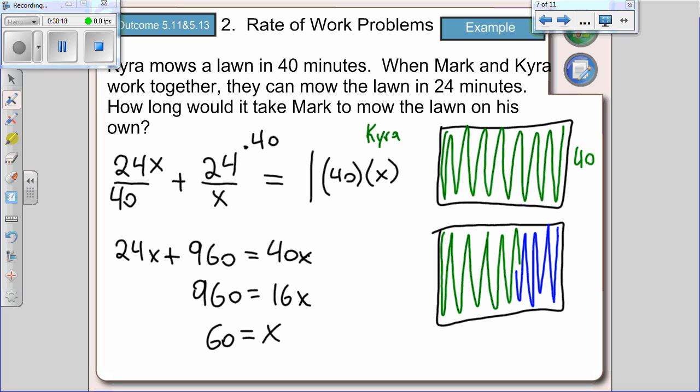If it takes her 40 minutes to mow a lawn, and then he joins her, if they worked at the exact same rate, how long should it take them to mow the lawn? 20 minutes. If they were equal workers, it would have been half the time. But they're not equal workers. Who was a lesser worker? Mark. Because it only came down to 24 minutes. If he was a better worker than her, it would have been less than 20. If he's a worse worker, it would have been more than 20.